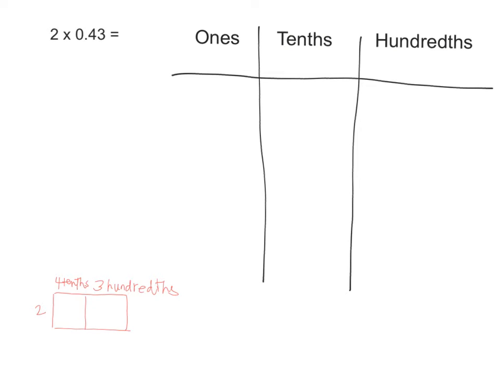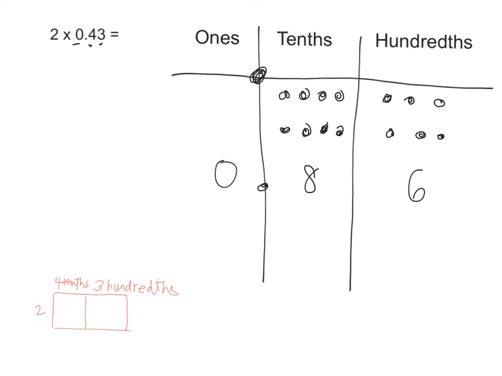Now let's take a look at this problem. I have 0 ones, 4/10, and 3/100. So I have 0 ones, I don't need to draw anything there. I have 4/10, I'll draw 4 discs, and 3/100, 3 discs in the hundredths column. Now the problem tells me I need to make 2 copies of that. So I currently have 1 copy. Now I'm going to make a second copy, so another 4/10 and another 3/100. Looking at what I have all together, I have 8/10 and 6/100. Of course, the decimal point goes there. And so that's my answer, 86/100.